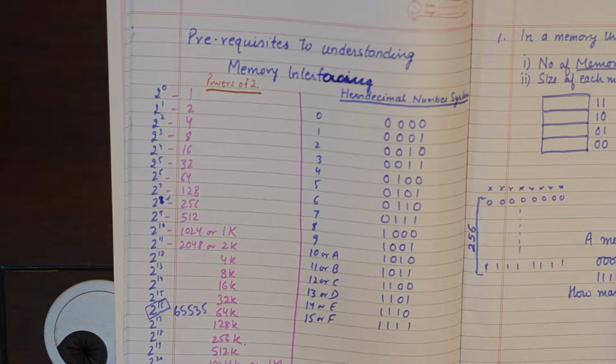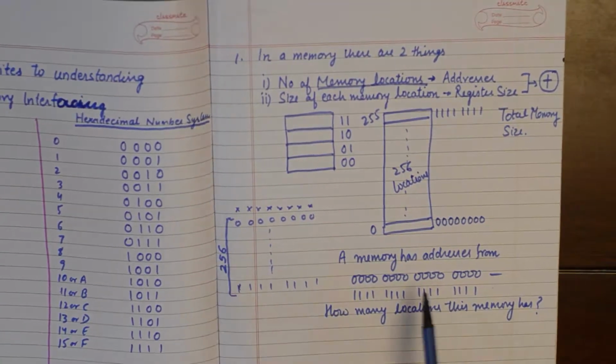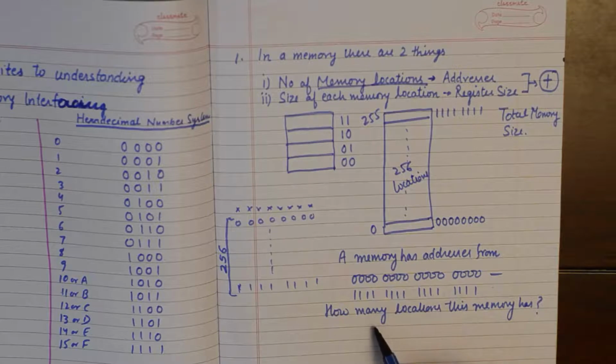So any memory that has a 16-bit long address essentially will be a 64K memory, or it can be more in size depending upon the register size of the memory location. I'll tell you about that in a minute, but it'll have at least 64K locations.